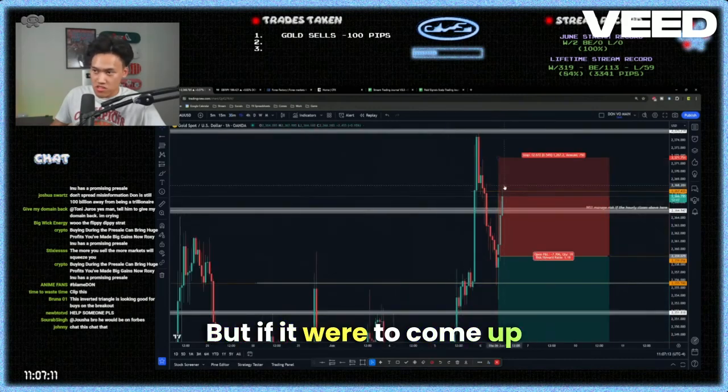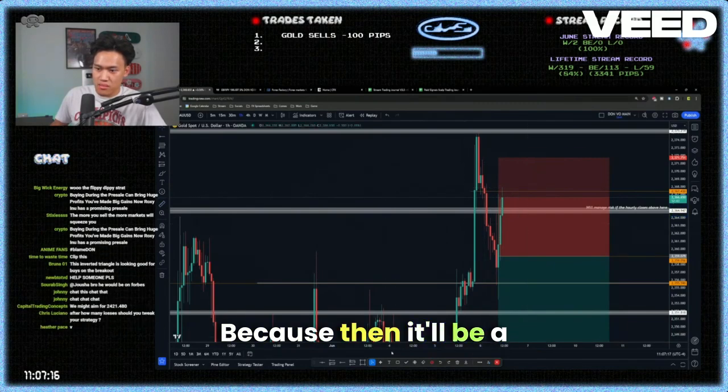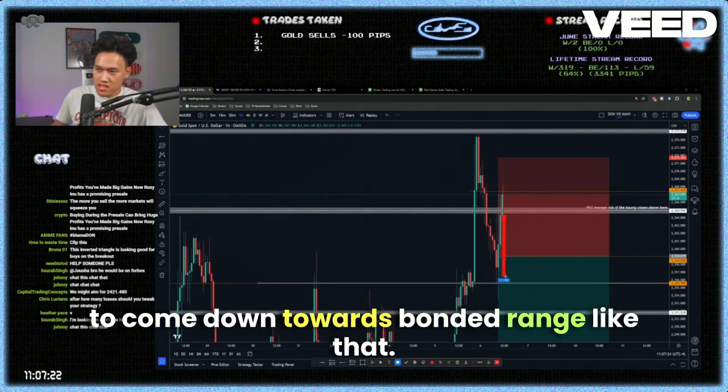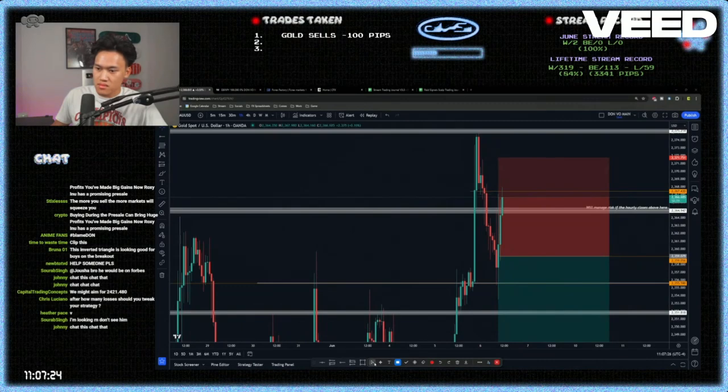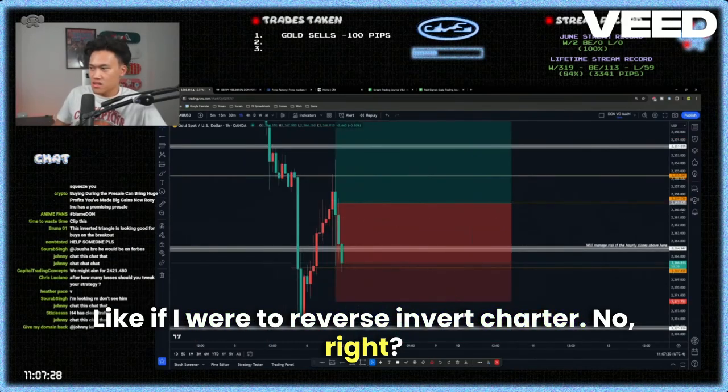But if it were to come up, create a top wick, flip bearish, then that is your indication, because then it'll be a bearish candle afterwards, right? It'll look like this. And if it looks like this, then it can likely come down towards the bottom of the range like that. But this is like catching a falling knife. Like if I were to invert charts here, no, right?